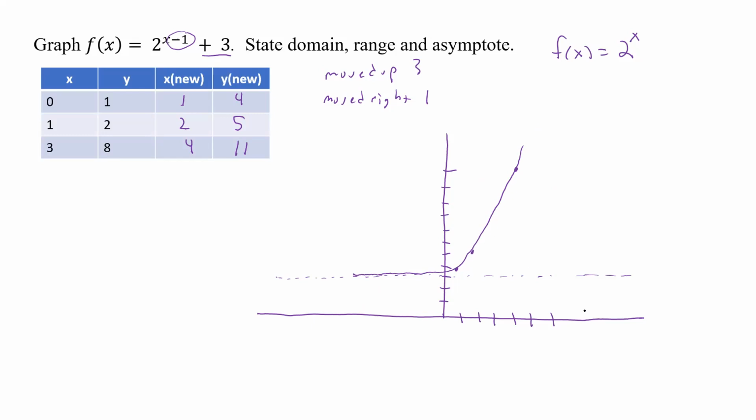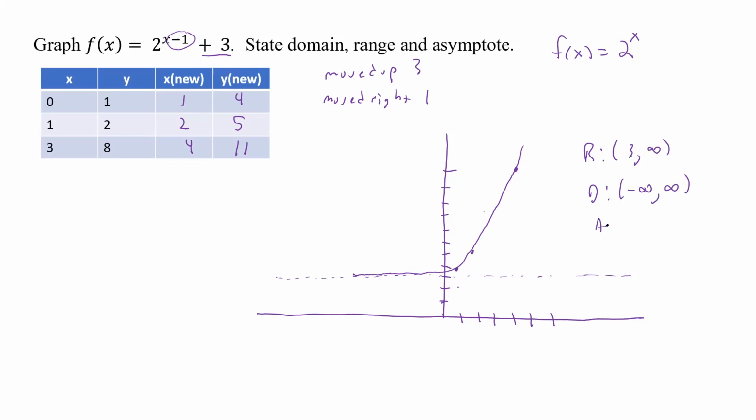So we had the 0, 1 we went through, and then the 1, 2, and then the 3, 8 was about here. So we had that one to start with, but now we have the new one, which is that. So that's our new graph from our original base. And now what's our range? Our range is going from 3 to infinity. Our domain doesn't change. It's still going from negative infinity to positive infinity.